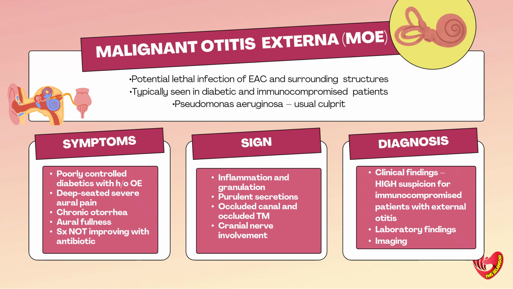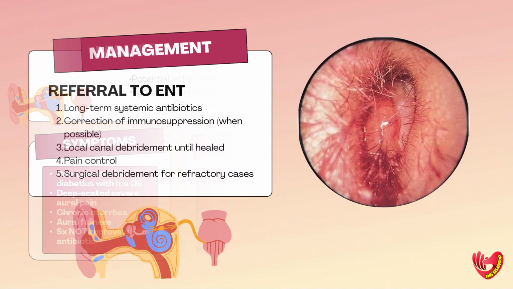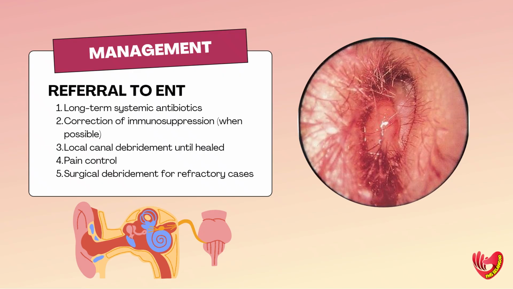The diagnosis of malignant otitis externa relies heavily on clinical findings, particularly in immunocompromised patients presenting with external otitis. High suspicion should be maintained in these cases. Additional diagnostic steps include laboratory investigations to confirm the causative organism and imaging studies to assess the extent of the infection and involvement of surrounding structures. For management, immediate ENT referral is critical, with treatments involving systemic antibiotics, local debridement, and addressing underlying immune suppression.